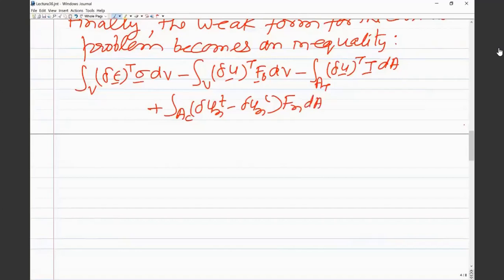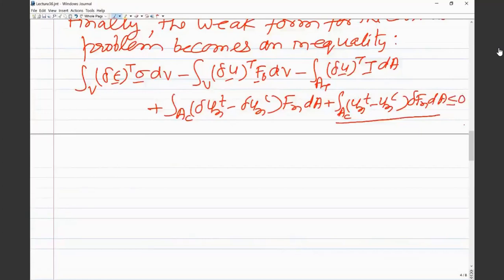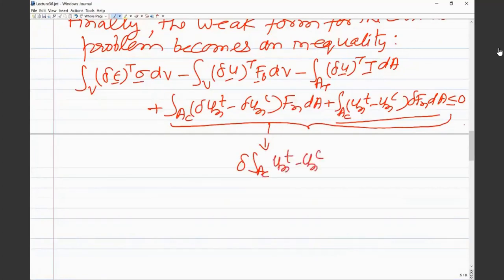So that is one term, and then the additional term we are getting from the impenetrability constraint is integration over AC, and then we have UNT minus UNC into delta Fn dA. Because this term is less than or equal to zero, the whole thing becomes less than or equal to zero. So this is an inequality, as I have already said: the total weak form for the whole body is an inequality. And you can see these two terms can be combined together and written as delta of integration over the contact area, UNT minus UNC into Fn dA. And you would see that this Fn is nothing but a Lagrange multiplier, whose interpretation is the normal contact force.